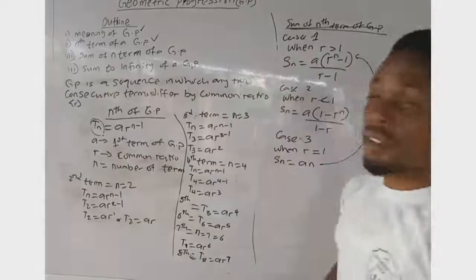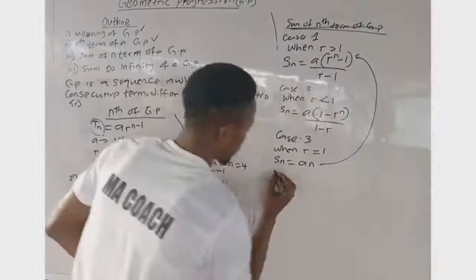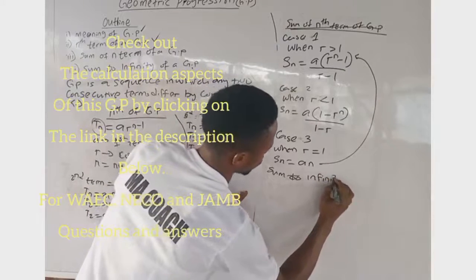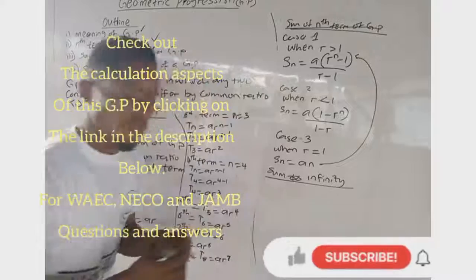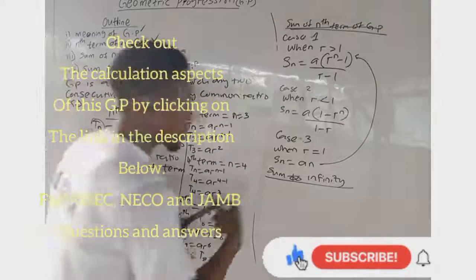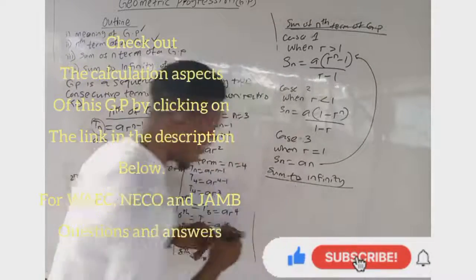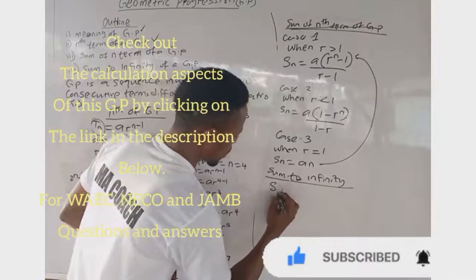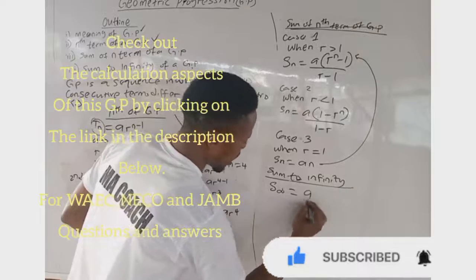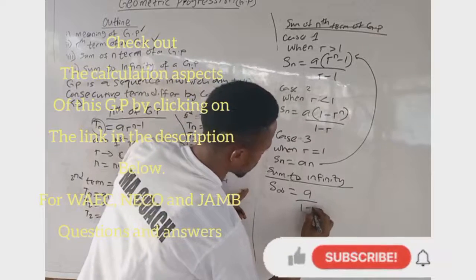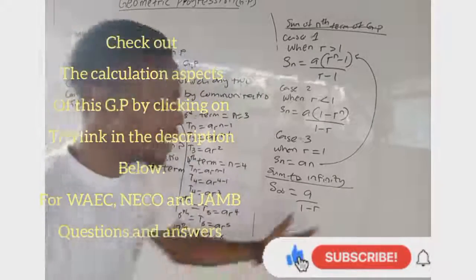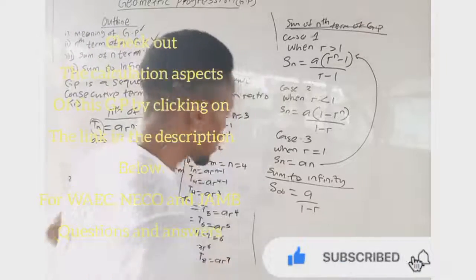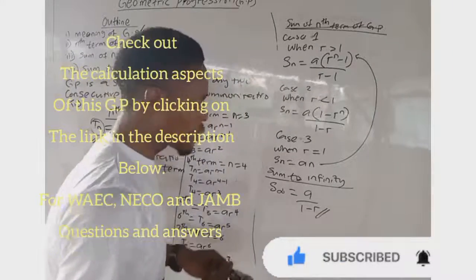Sum to infinity. Sum to infinity of a GP. So what we do here, the formula states that the sum to infinity is equal to a over 1 minus r, because in infinity, our r is always less than 1. So this is the formula to calculate the sum to infinity of a GP.